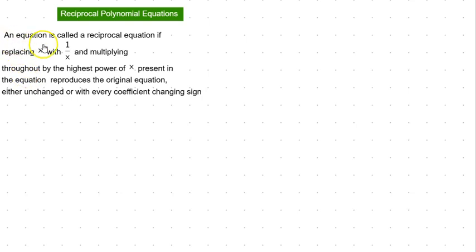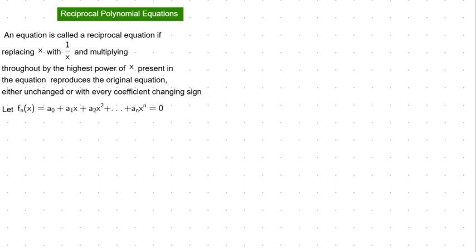Let us look at reciprocal polynomial equations. An equation is called a reciprocal equation if replacing x with 1 by x and multiplying throughout by the highest power of x present in the equation reproduces the original equation, either unchanged or with every coefficient changing sign.